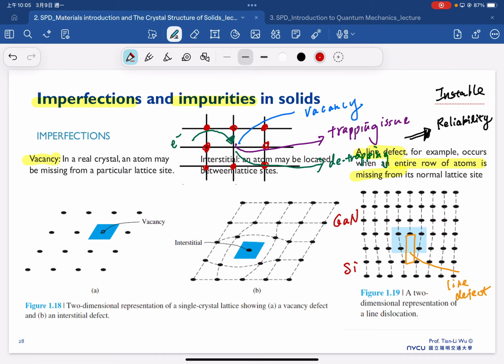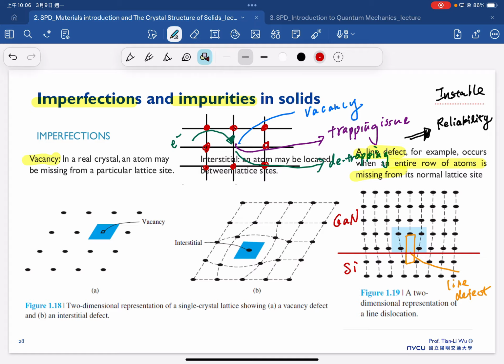So in this interface, it's very often seen that we start to form line defects, because you try to put two different materials together, and they have different lattice arrangements, lattice constants, and so on. So we very often see this line defect. This is one example. For sure, it's not only limited to GaN on silicon. It can be any two different materials trying to grow together. It's always possible to cause these line defects.